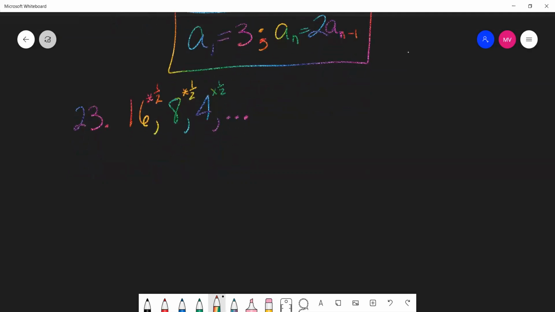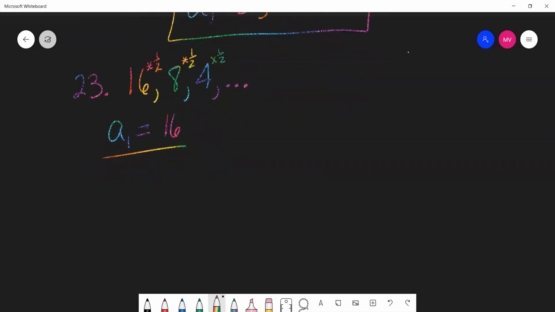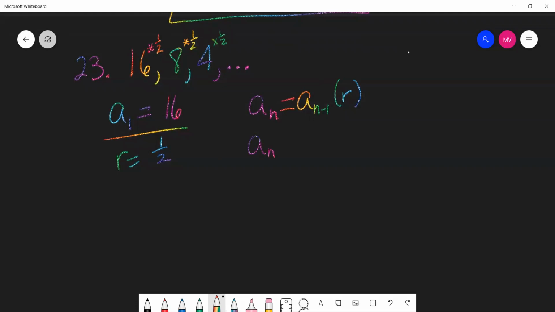I can't stop coughing. Okay, so define A1. Well, you can see that it's 16. Then let's look at our equation. What's our ratio first? Our ratio is 1/2. Okay, so that's done. So your base formula, recursive geometric formula, is an equals the previous term, an minus 1 times r. So our equation is an equals an minus 1 times 1/2.